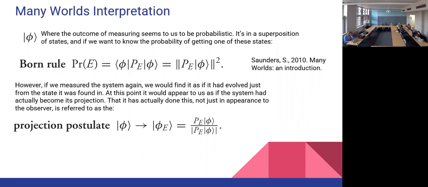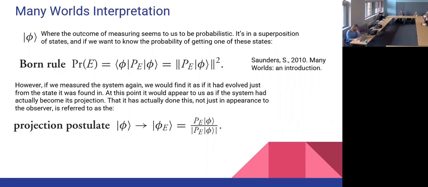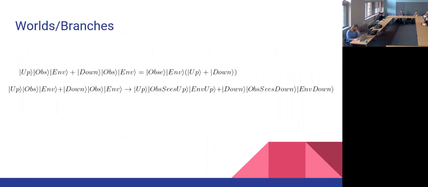That it has actually done this, and not just in appearance to the observer, is referred to as the projection postulate. Now, in Everett and then the many worlds, we reject the projection postulate, and instead of saying, loosely put, that the system leaves its superposition to become one of its states, instead we say that the observer joins the superposition, and there's an observer that sees each of its states, as it were.